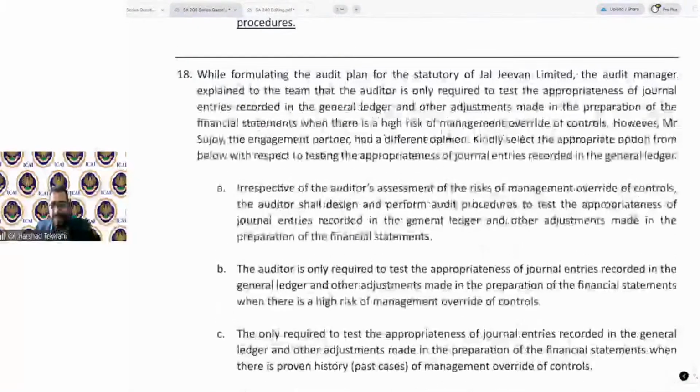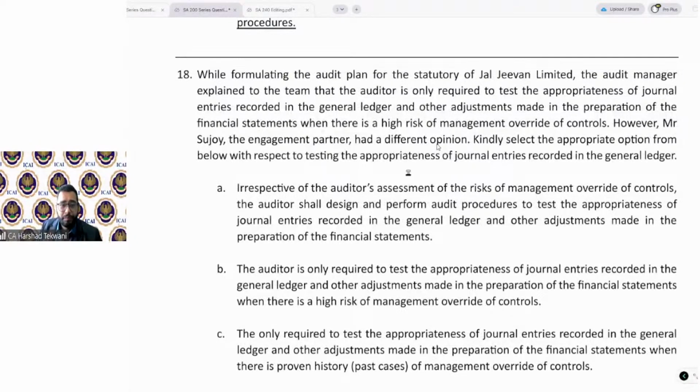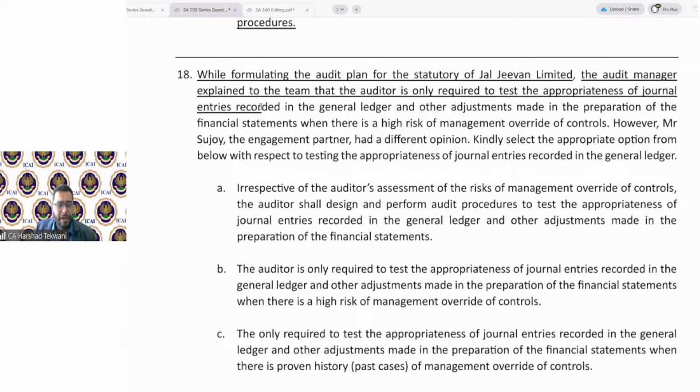Okay. Let us take one more question. Very good MCQ. While formulating the audit plan for the statutory audit of Jal Jeevan Limited, the audit manager explained to the team that the auditor is only required to test the appropriateness of the journal entries recorded in the journal ledger and other adjustments made in preparation of the financial statements where there is a high risk of management override of controls.